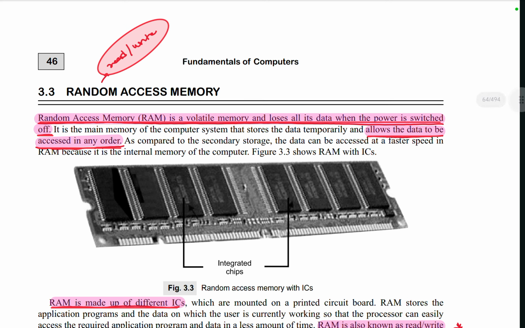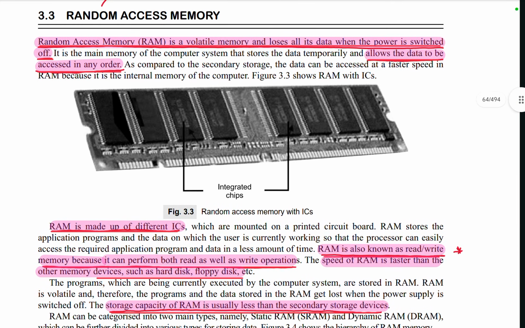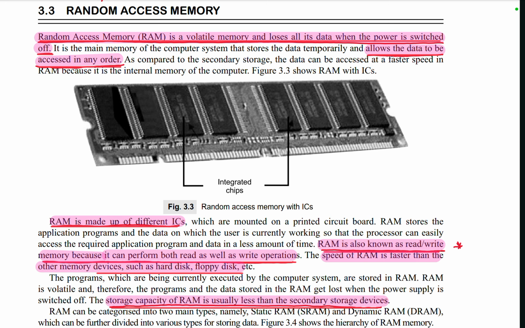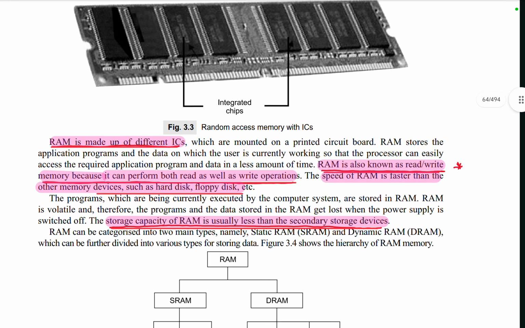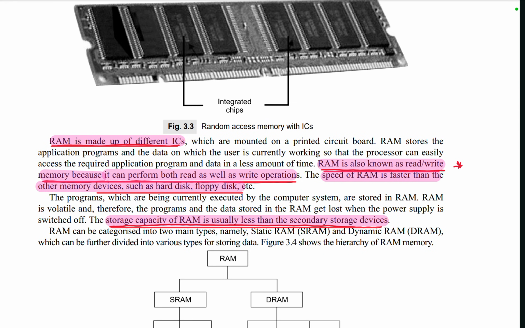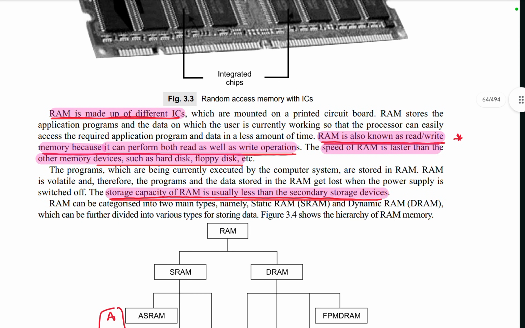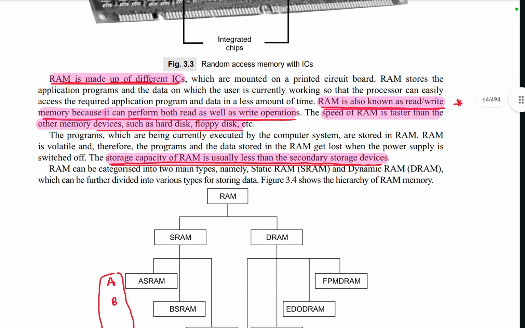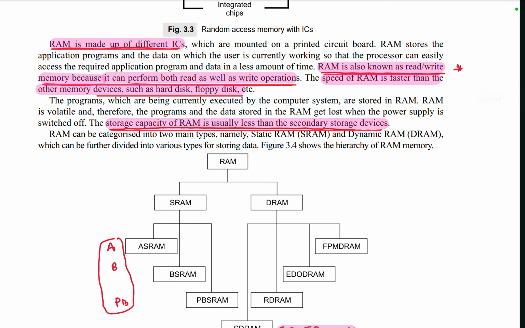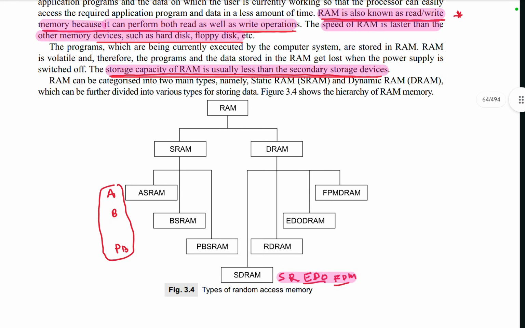Random access memory is volatile memory. It loses all its data when power is switched off. It allows the data to be accessed in any order. RAM is made up of different ICs, integrated chips. RAM is also known as read-write memory because it can perform both read as well as write operations. The speed of RAM is faster than other memory devices such as hard disk and floppy disk. The storage capacity of RAM is usually less than the secondary devices.